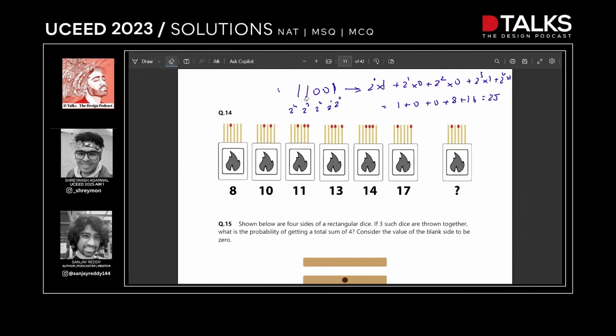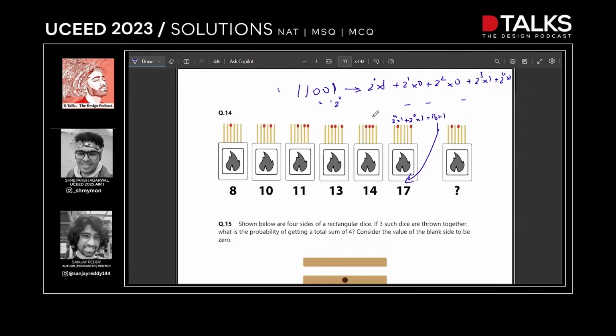A similar logic is being used in this particular question. As you can see, 2 power 0 times 1. This is 2 power 1, 2 power 2, 2 power 3. All of which will be multiplied to 0, so it gets cut. Okay? 2 power 4 times 1. This is 16 plus 1. That gives you 17.